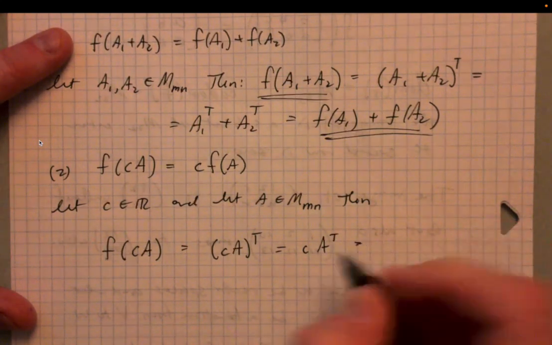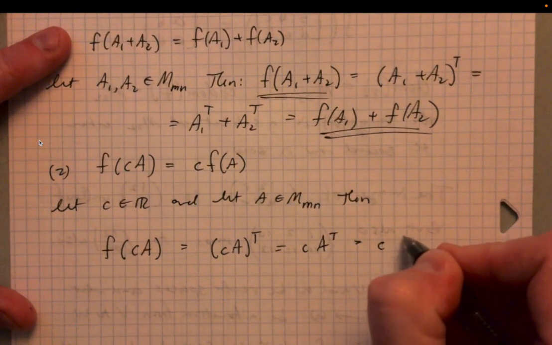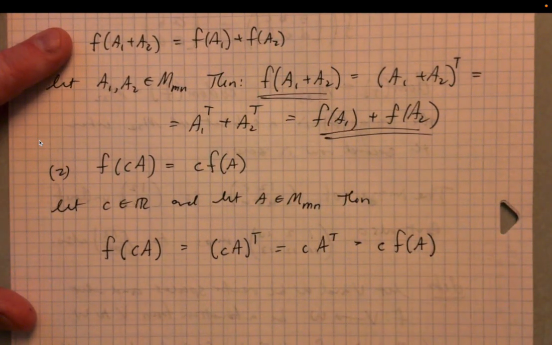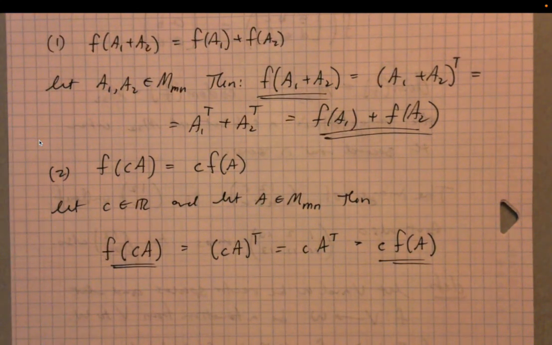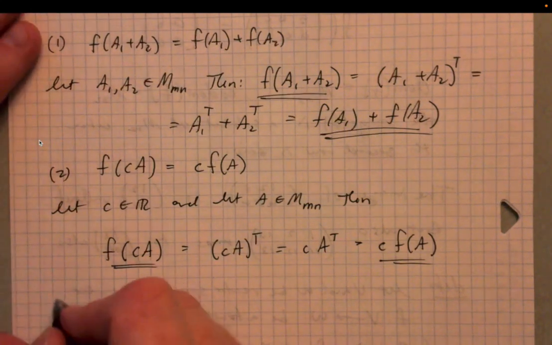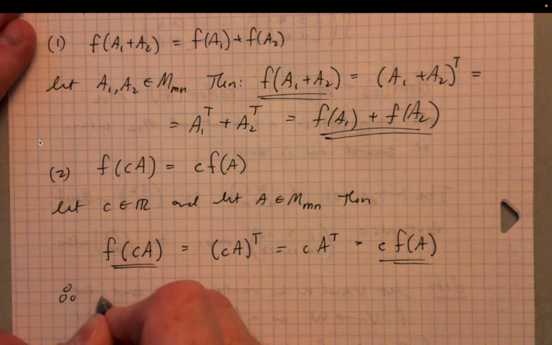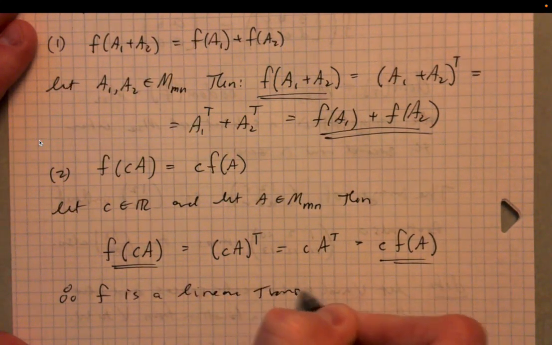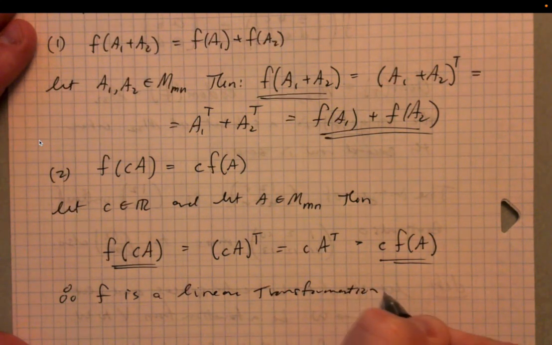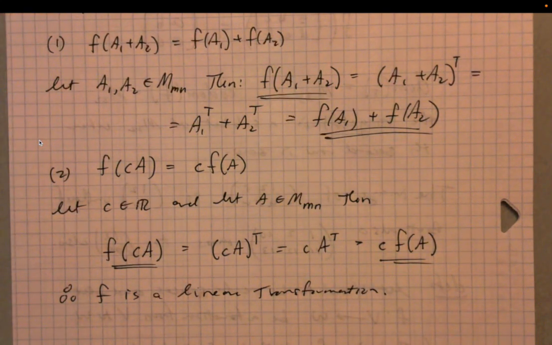Okay, and then we know, of course, that A transpose is just f applied to A. Okay, and so naturally we get the equality that we seek. Right? And so because of these two properties being true, we can therefore say f is a linear transformation. Right? It's a function between two vector spaces which preserves vector addition and scalar multiplication. Okay, so f is a linear transformation.